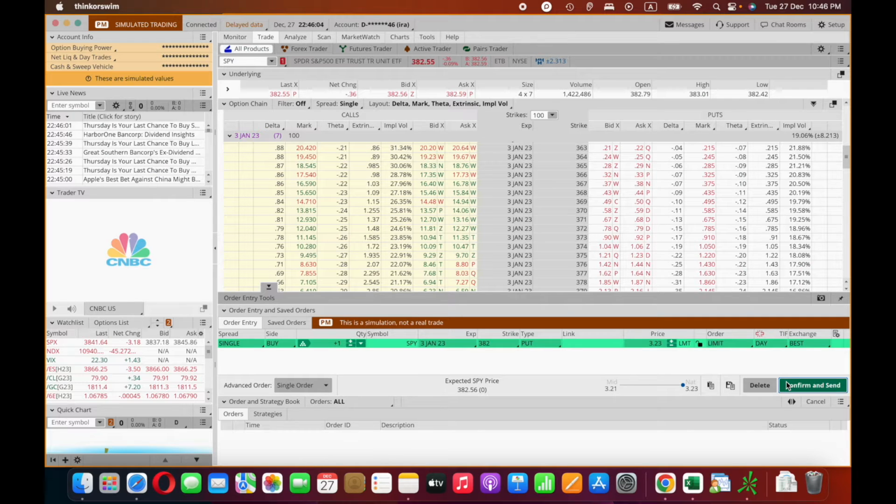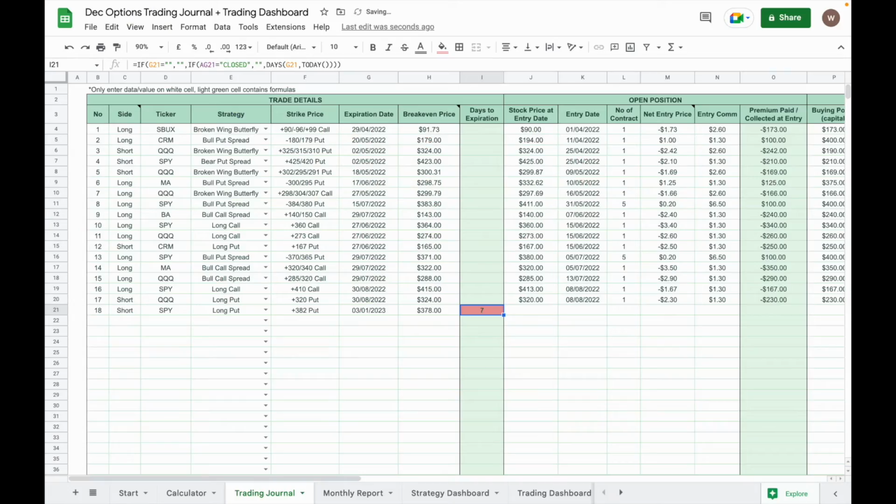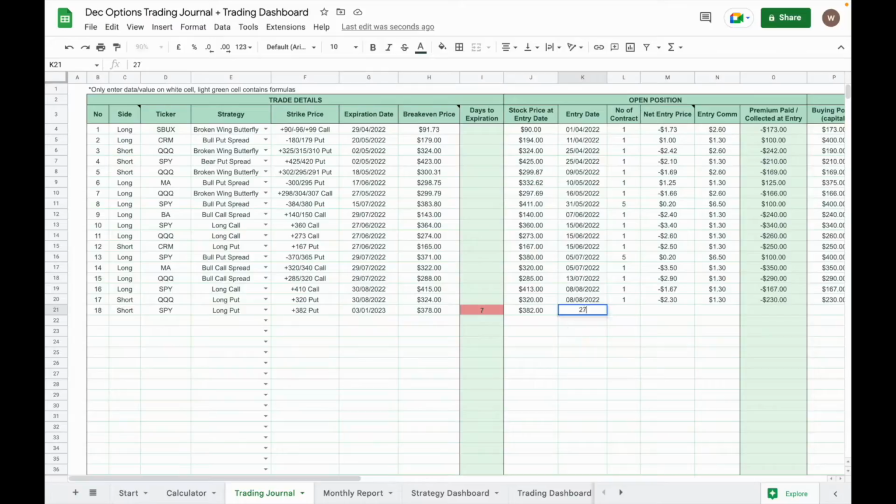When you click confirm and send, it will pop out a window that shows you your break-even price, your maximum profit and maximum loss. Need to key in break-even price 378 and then your stop price at entry 382, entry date, how many contracts you are trading and your net entry price.